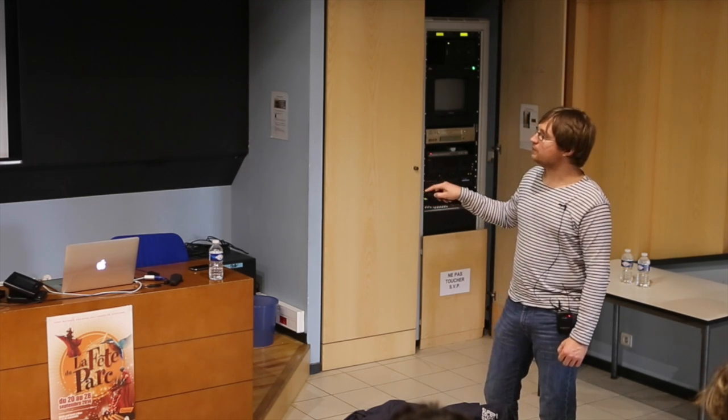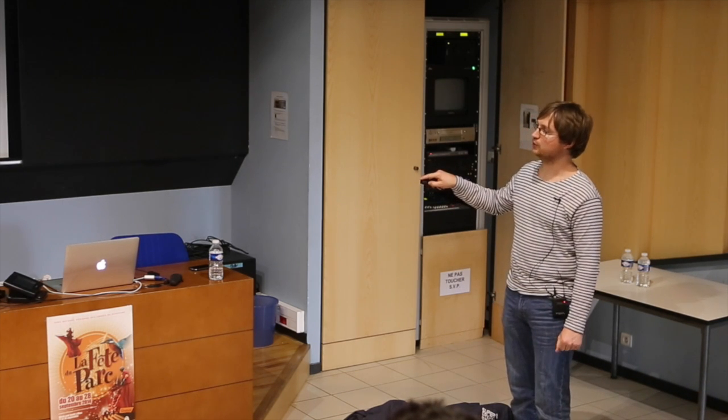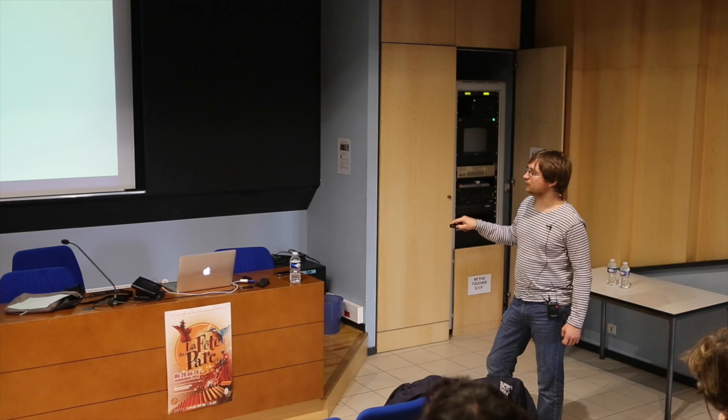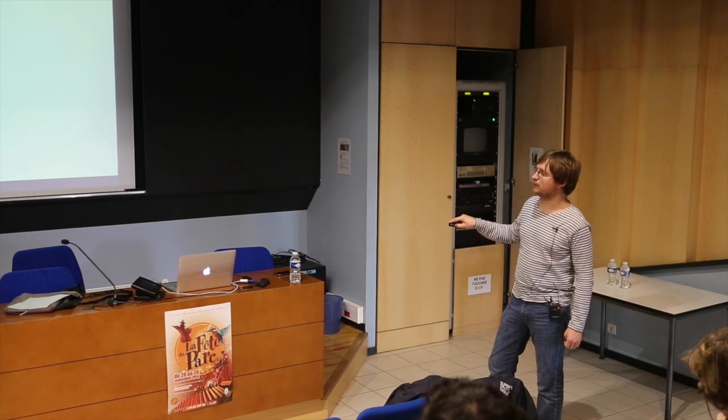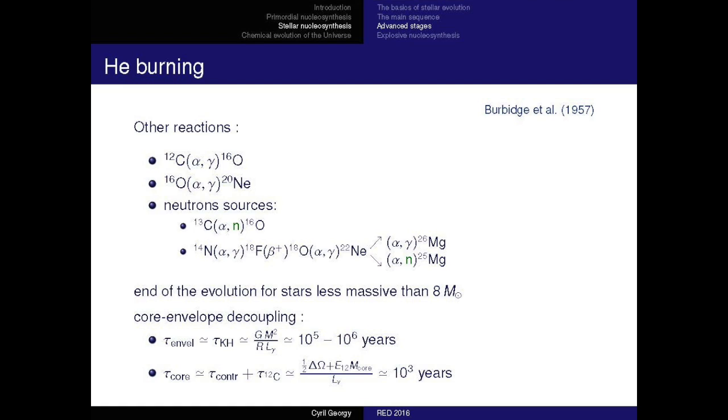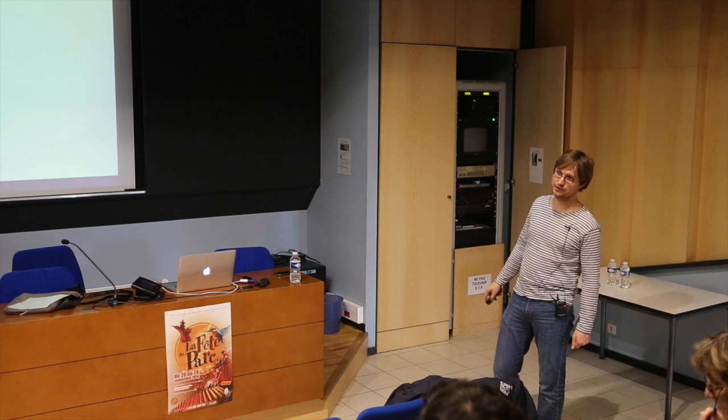From this point, you also have a decoupling between what happens in the core of your star and what happens in the envelope. Basically, the reaction time of your envelope is the Kelvin-Helmholtz time, the thermal readjustment time of your envelope, which is given by this relation here, typically 10^5 or 10^6 years for a typical star. On the contrary, the typical evolution time scale for the core is the time scale of the contraction and of the carbon-12 burning. So it becomes typically this kind of thing. This is the gravitational potential energy, and here it's the energy of the core divided by the luminosity. So you get something about 1,000 years for the core.